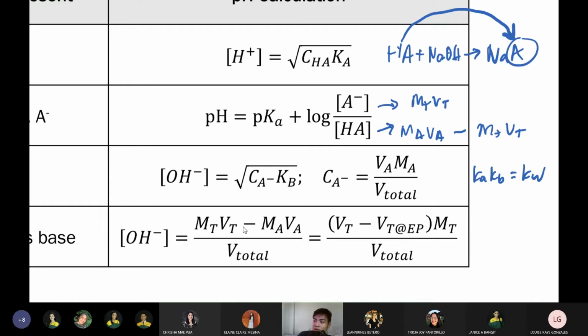Alternatively, you can compute the amount of the excess titrant using this, no? Remember VTEP, si VTEP natin. Ito yung amount ng titrant to neutralize all the acids. Ibig sabihin nun, yung sumobra na VT, isubtract mo na lang sa VTEP para malaman mo ilang mL sobra yung titrant mo. Then yung mL na sobra ng titrant mo, i-multiply mo na lang sa molarity. You will get the moles of excess titrant.